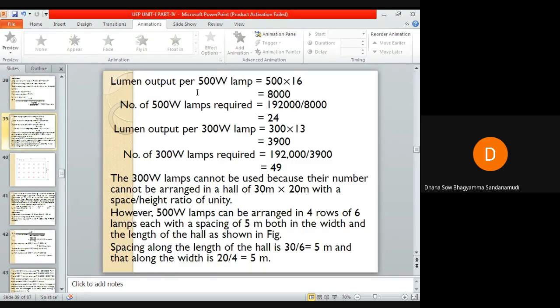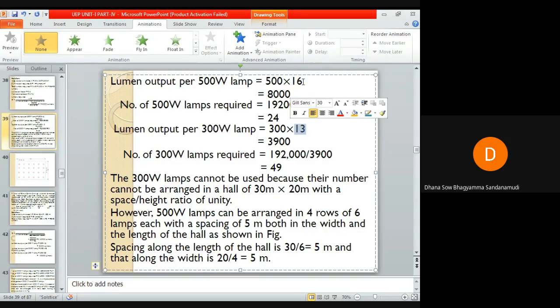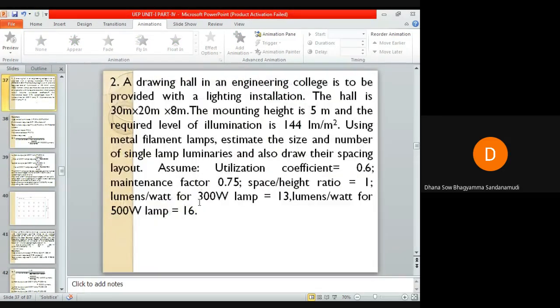Next. They have given lumens per watt for 500 watts lamp, that is 16, and they have also given lumens per watt for 300 watts lamp, that is 13. So multiply lumens per watt with the wattage of the lamp. If you see the question, if you have written in your notes, you can see. For 500 watt lamp, lumens per watt is 16. For 300 watt lamp, lumens per watt is 13.